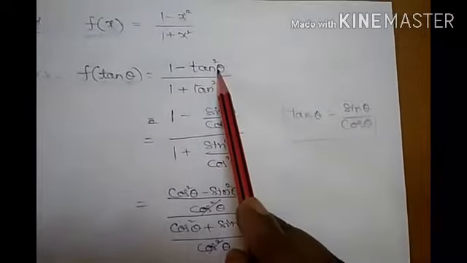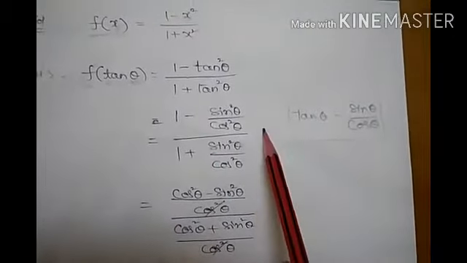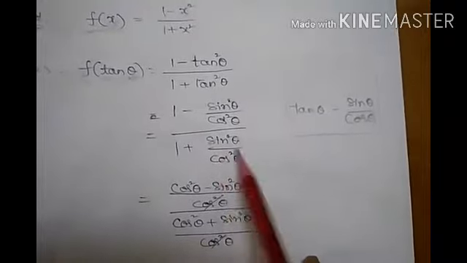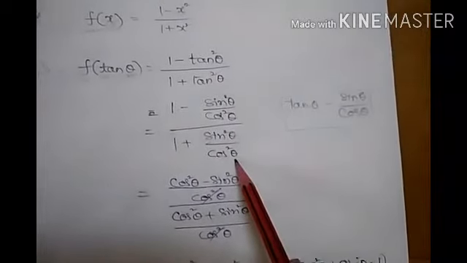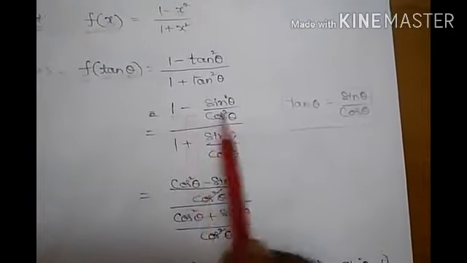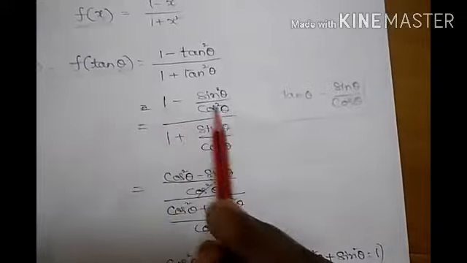So replace tan square theta by sin square theta by cos square theta, which is divided by 1 plus tan square theta, meaning 1 plus sin square theta by cos square theta. Now take LCM here: 1 into cos square theta, cos square theta.